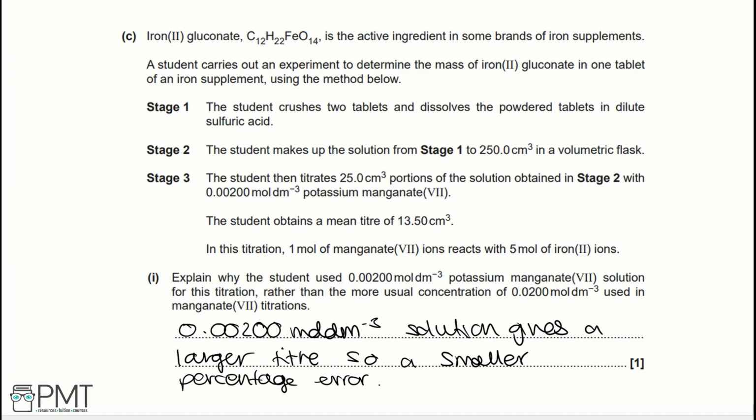So the theory behind this answer is the equation triangle of n = V times c. So what this equation triangle is showing is that for a given number of moles, a smaller concentration needs a larger volume of solution. Hence why a larger titre is created, and that means there's a smaller percentage error.